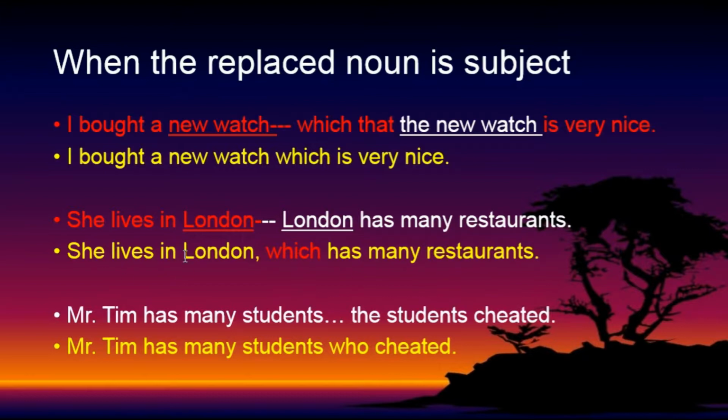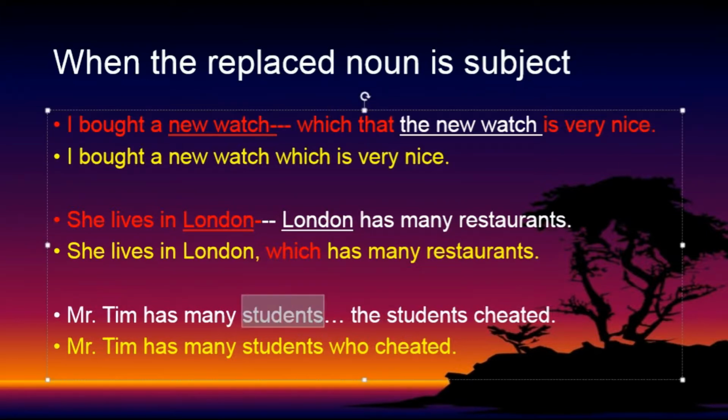She lives in London. Great, right? I have my information. Mr. Tim has many students. Mr. Tim has many students. The students cheated. Oh, shame. So students, right, is repeated in both sentences, okay?